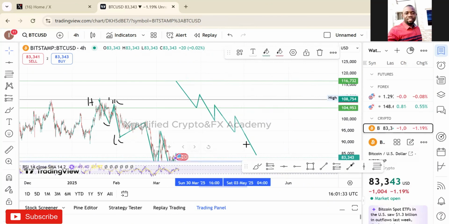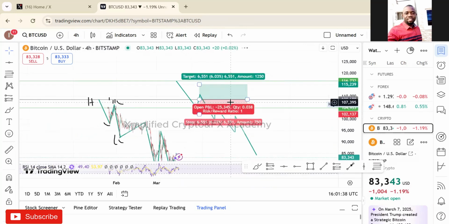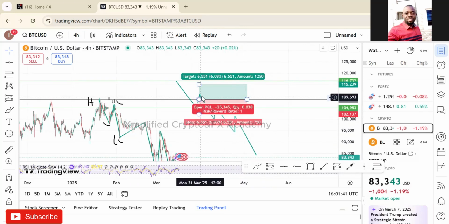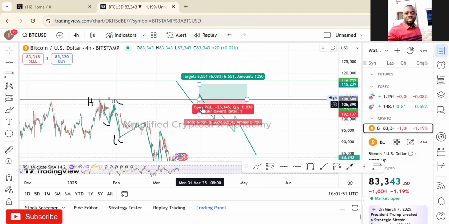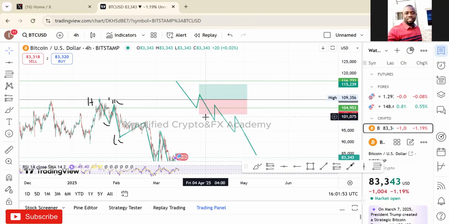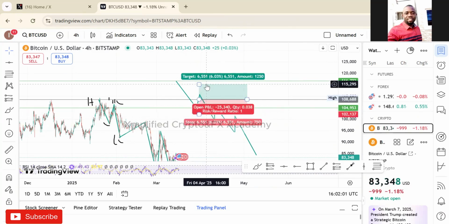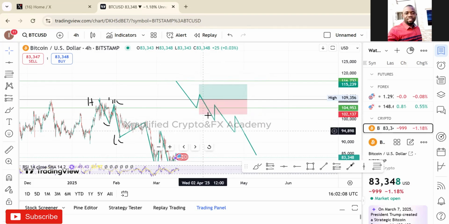Unfortunately, this guy got in here, oh, my network is disturbing. Unfortunately, he got in here and got resisted. He got to 110, got resisted, and started having pullbacks, which brought your entry to a very critical loss. Remember your intention was to make 6% profit, but it has led you to a 6% loss.